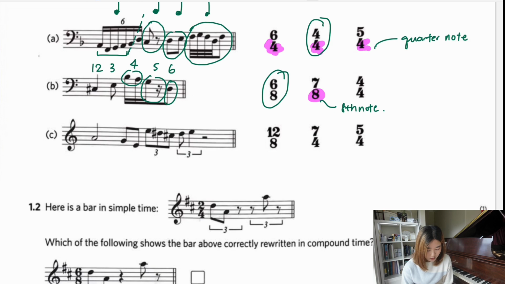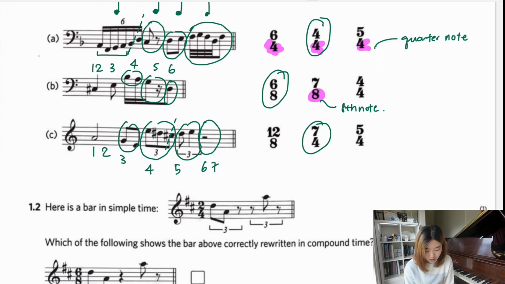Question C, we have 12/8, 7/4, 5/4. So we can see how many eighth notes or quarter notes are in this measure. Let's start with the quarter notes. We have 2. This is the third one. This is the fourth. This is the triplet. While we are looking at the triplet, we only count 2 of the eighth notes to find the actual value of the triplet. And then the last one is a half rest, so 6 and 7. So the time signature is 7/4.